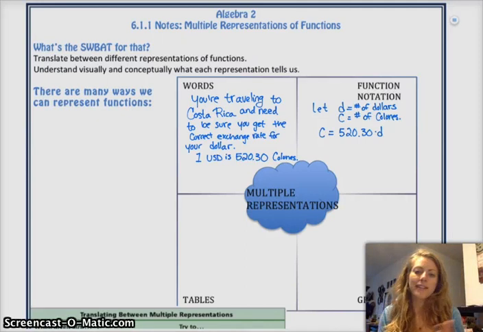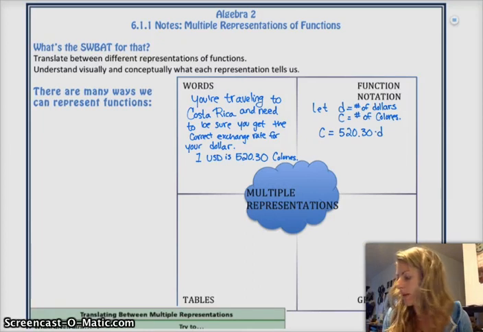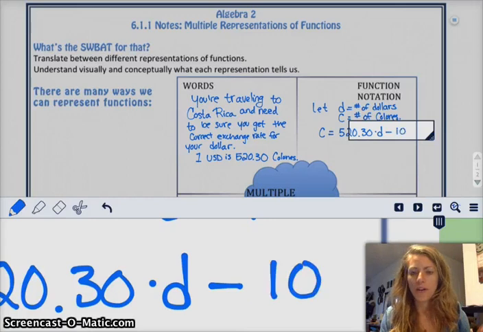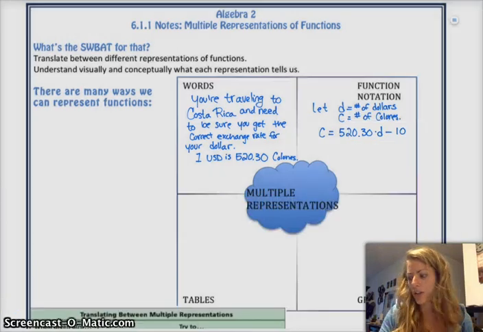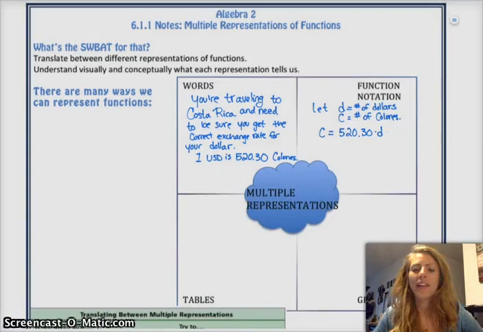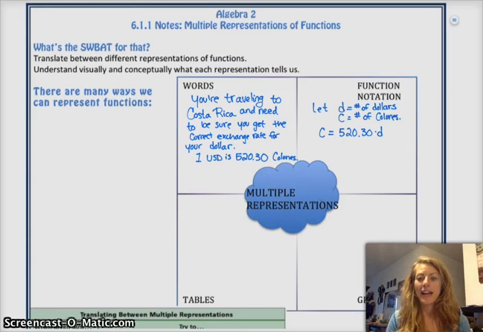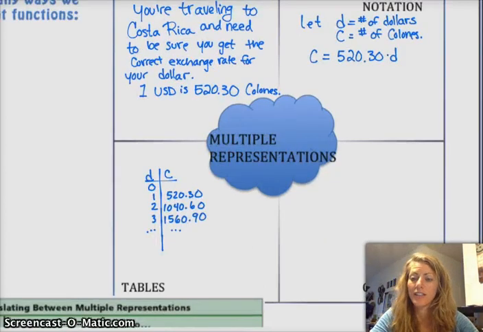Now, you also might, not in this case, but maybe there's a fee every time you take money out, maybe $10 or something like that. So then you would subtract whatever amount you need in order to keep the function real. But that's not our scenario right now, so I'm going to leave it as C equals 520.30 times D. You could also represent this in a table and have your list of dollars and then your list of colones, something like this as your table.